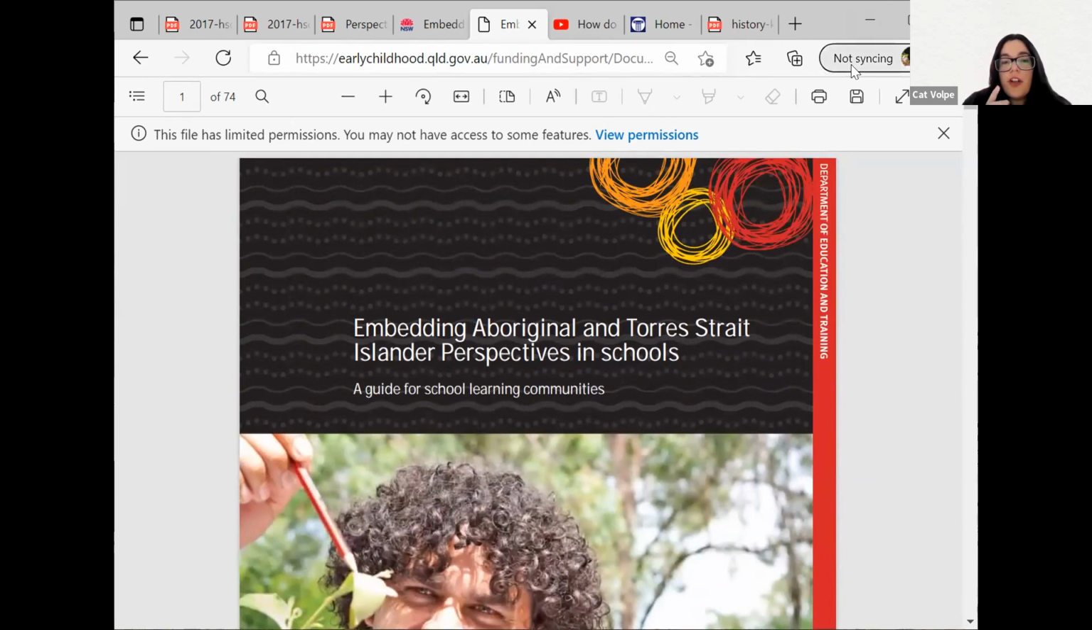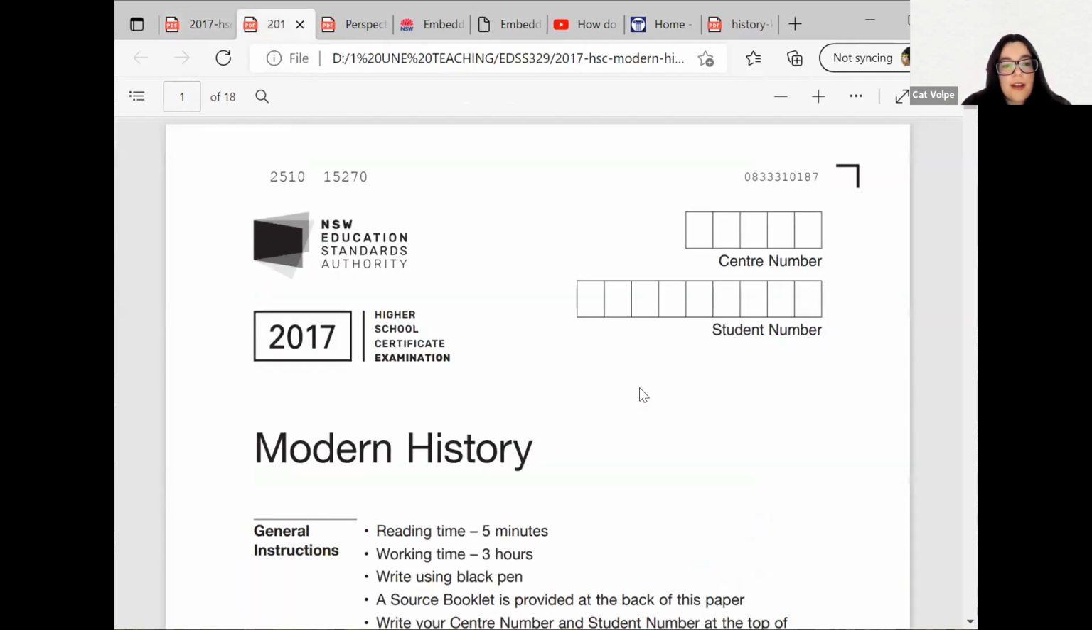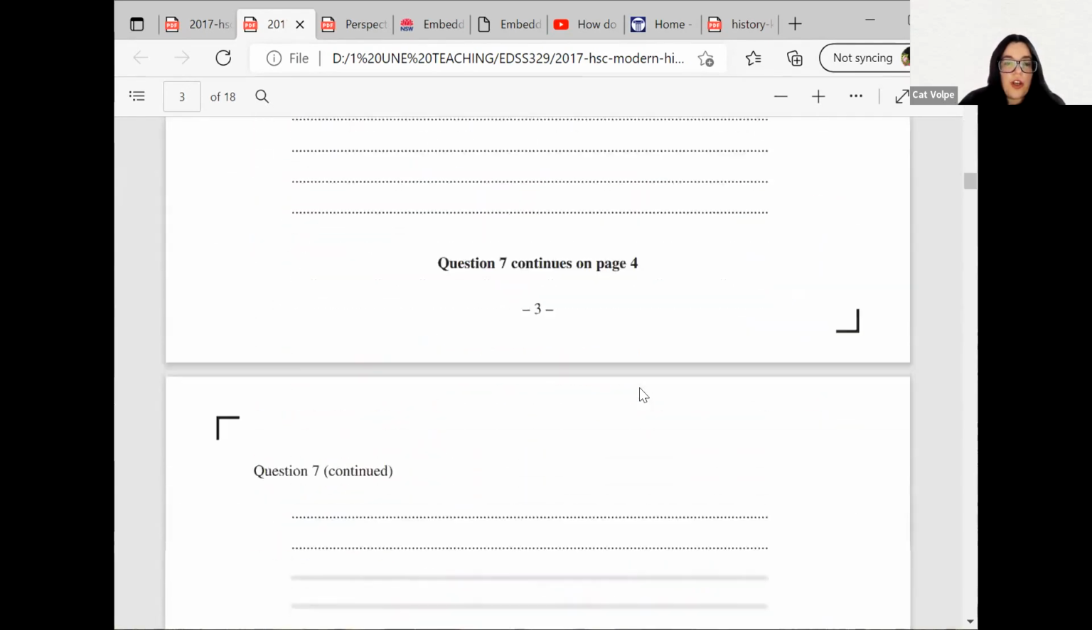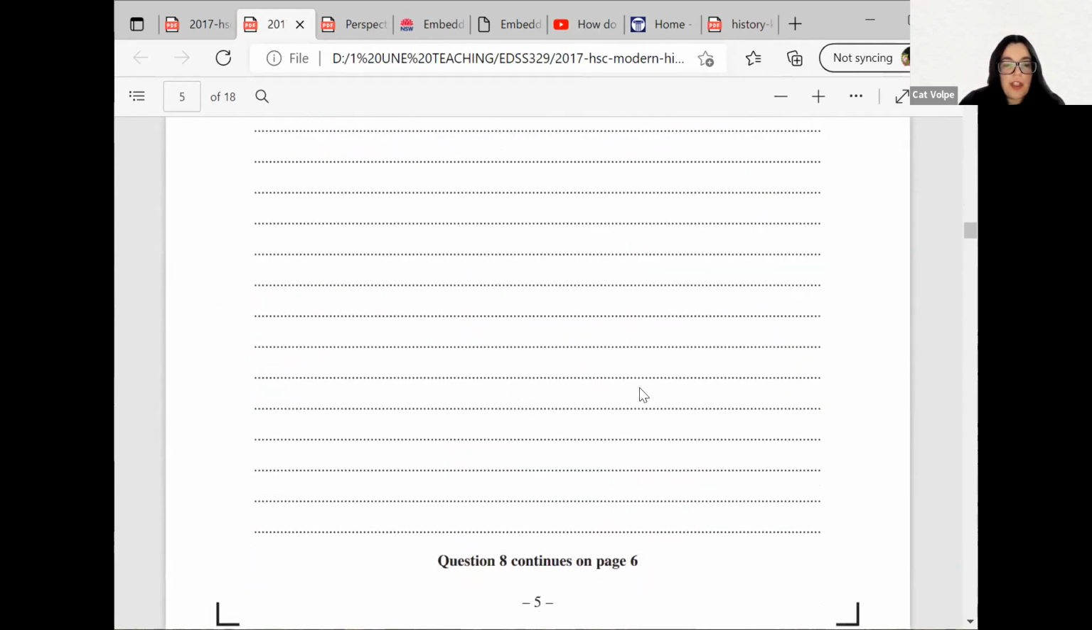One thing I did want to show you just before we finish off here is the confusion, and this is one thing that the author actually draws attention to in the article. So this is where I got these links, is that in exams later on in secondary school, it's quite obvious that the idea of perspectives is quite confusing in what we're asking students to do. So this is an HSC exam, okay?